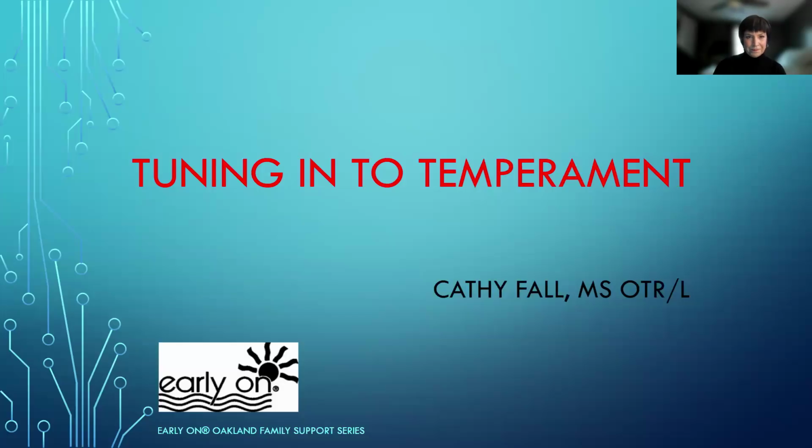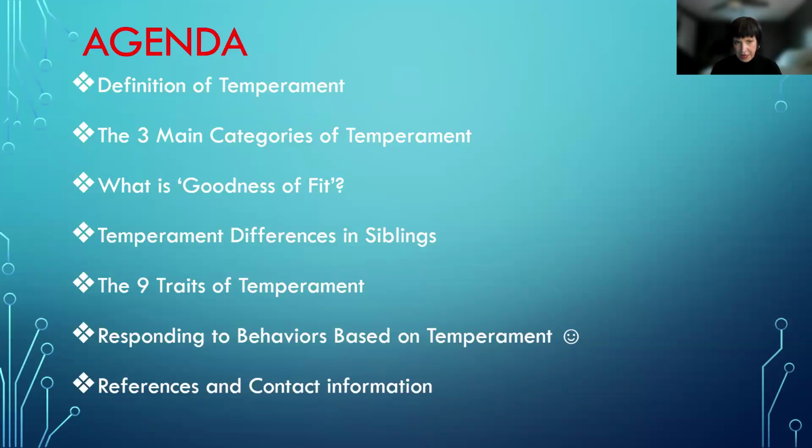Here we go. We're going to cover a variety of things tonight. We're going to talk about what temperament actually is. We're going to talk about 3 different categories of temperament, the 3 main categories. We're going to discuss something called goodness of fit. We will delve into the temperament differences in siblings, as well as some theories about sibling personality. We'll go deeper into the 9 traits of temperament. We'll talk about how to respond to a child's behavior based on their temperament as well as our own. And then I will leave you with several references, my contact information, and a couple of resources that are really great tools to discover your temperament as well as your child's.